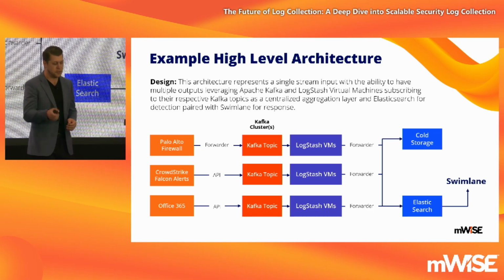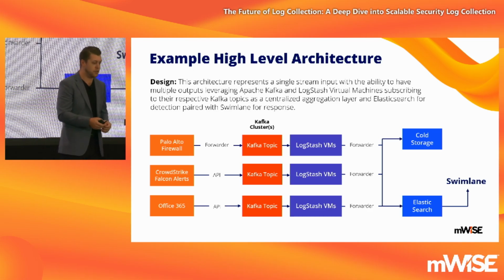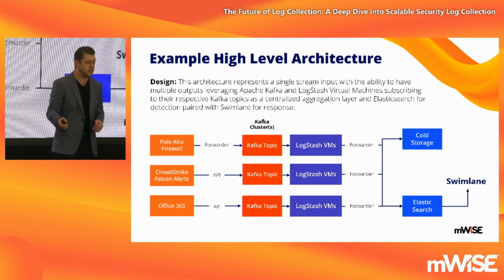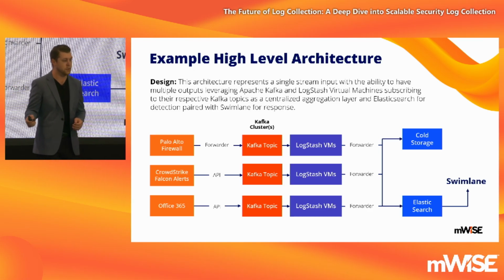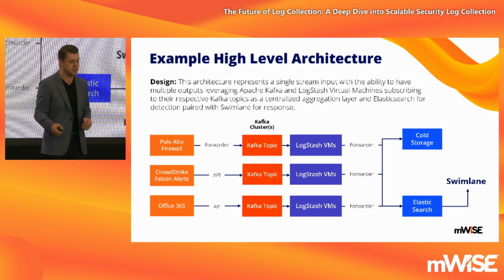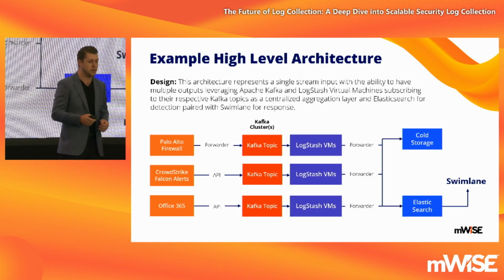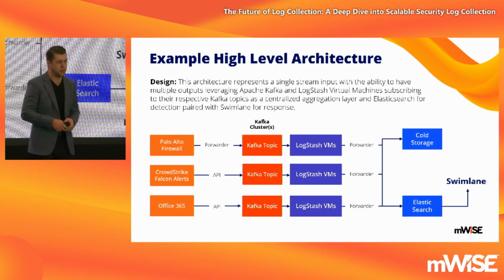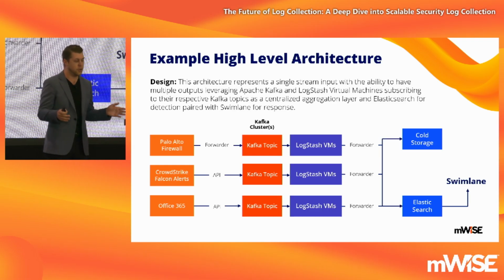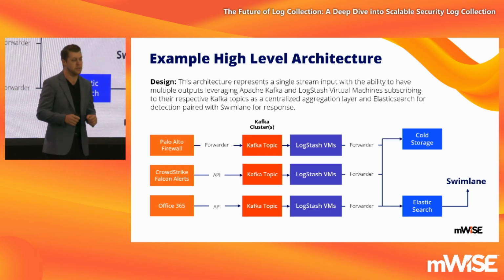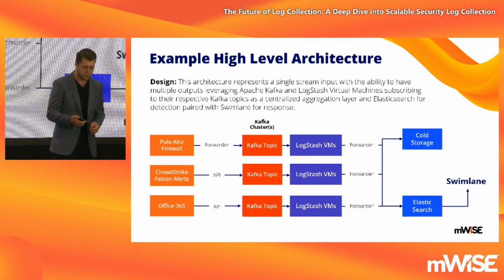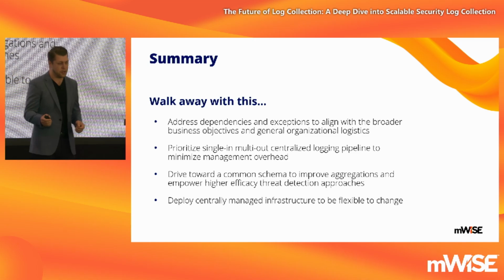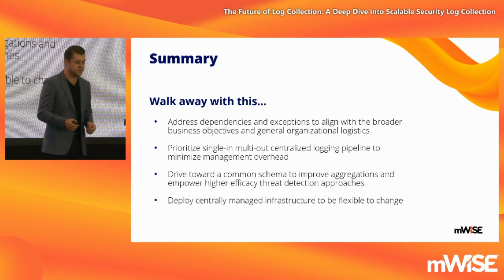In this case, 3 different Kafka topics for our 3 different log sources. We have Logstash VMs doing normalization to our common schema, and then we're sending it off to Elasticsearch for searching and detection, or even cold storage, just like the other slide. It's still following our high-level framework, and we're still making sure that the flow is consistent, standardized, even though we're using different products. So after those examples, I want you to walk away with a couple of things today.